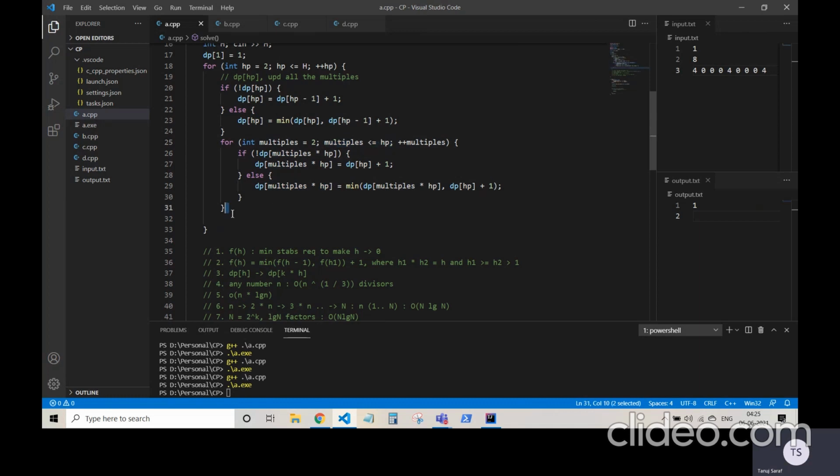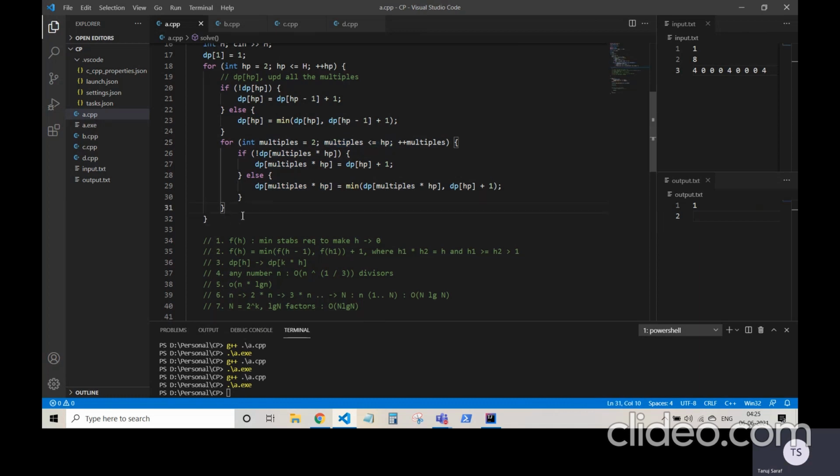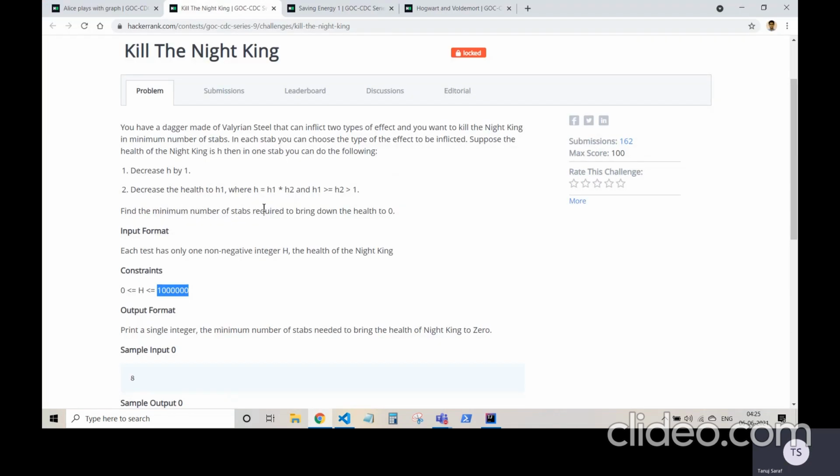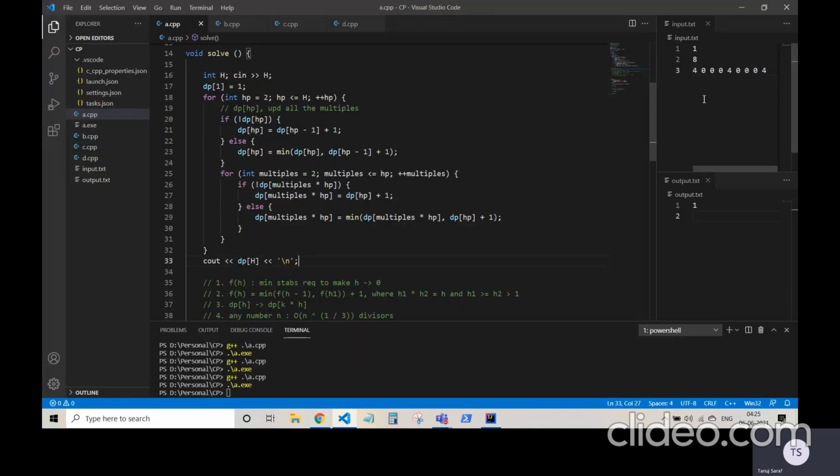So that is all for the solution. We have successfully computed this dp state and we have made all the transitions that are possible and updated all possible future values. So our final answer would come from the dp of h. And I think that is all that we have to do. Let's run it on the sample.